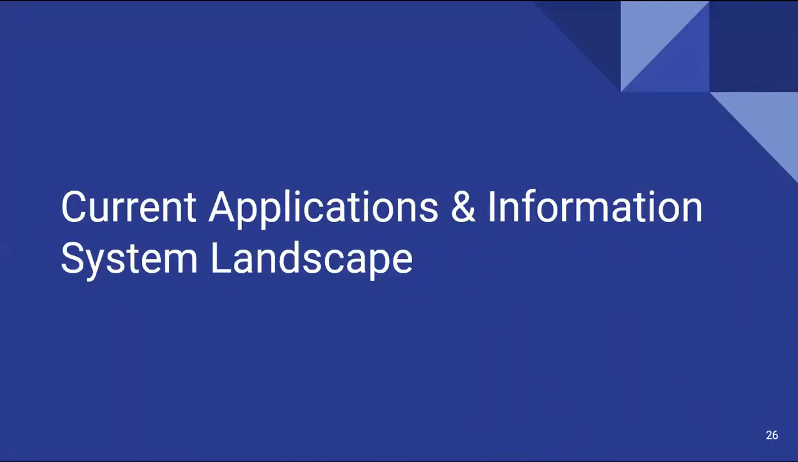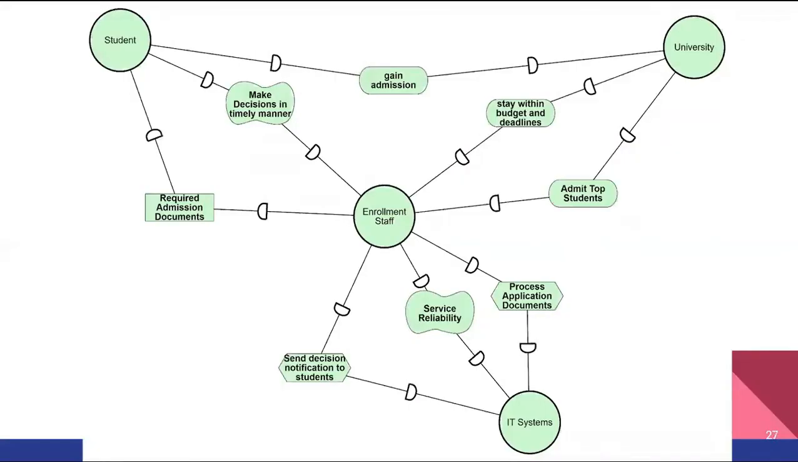Next, we're going to talk about the current applications and information system landscape. This is a strategic goal diagram showing which parties are dependent on each other. There are 4 actors: students, the university, the enrollment staff, and IT systems. The students depend on the enrollment staff for timely admission decisions. The university also depends on the enrollment staff to meet specific deadlines and stay within budget to admit students for the new year. The enrollment staff depends on the IT system to remain reliable so they can get their work done on time. They also depend on the IT system to process the application documents and send admission decisions to the students.